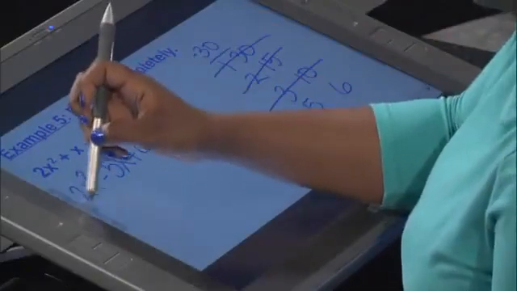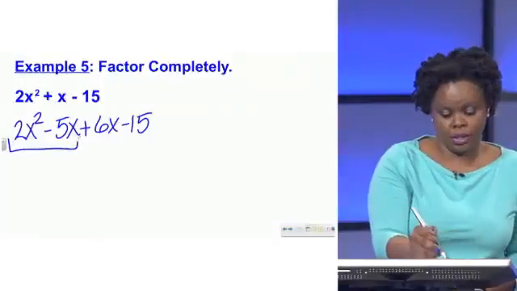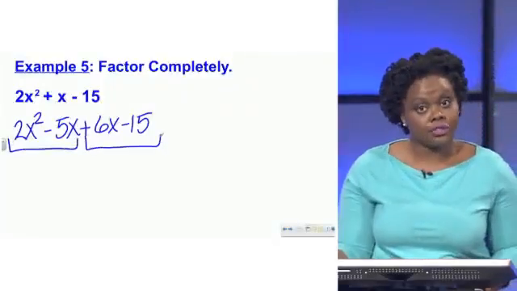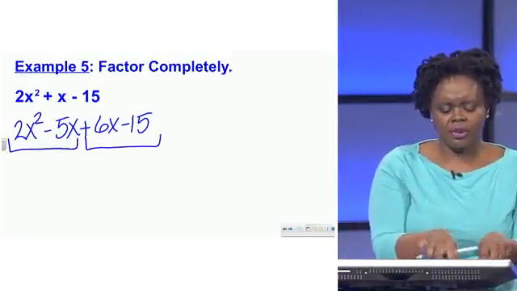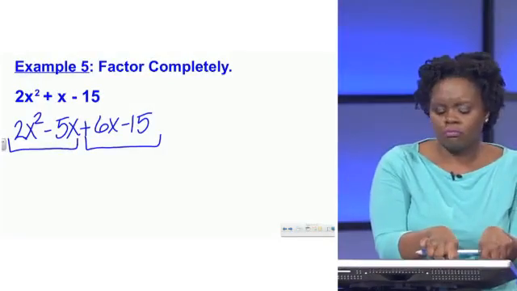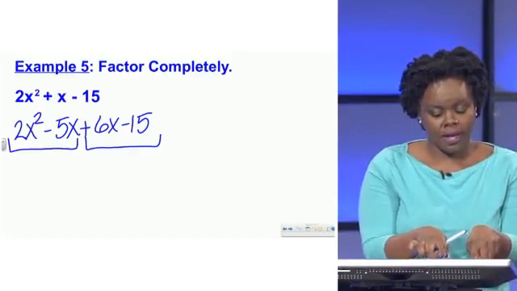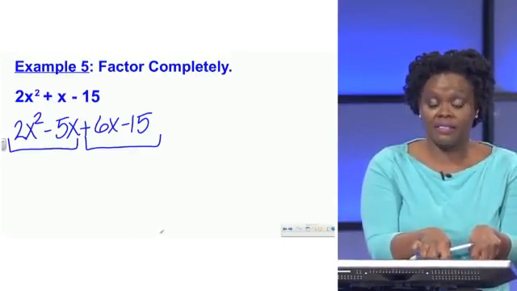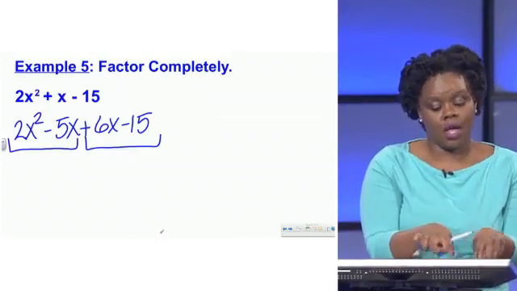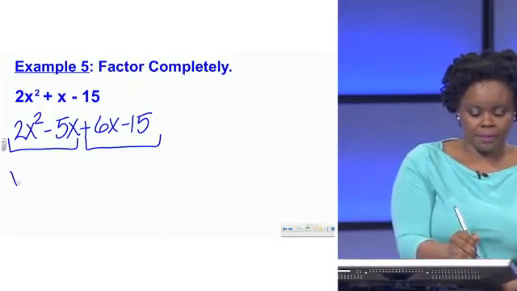Now it is time to take these two groups and start looking at them separately to get the greatest common factors. So if I consider 2x squared and 5x, 2 and 5 are both prime numbers, so the only factor they're going to have in common is 1. But as far as the variable part goes, x squared and an x both have at least one factor of x. So the greatest common factor between these two terms is x.